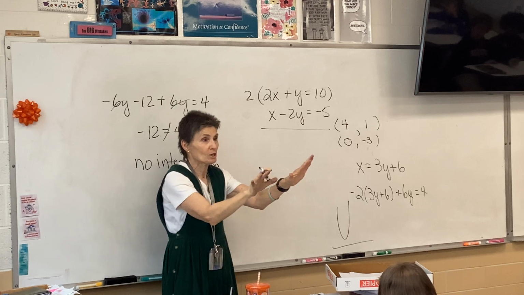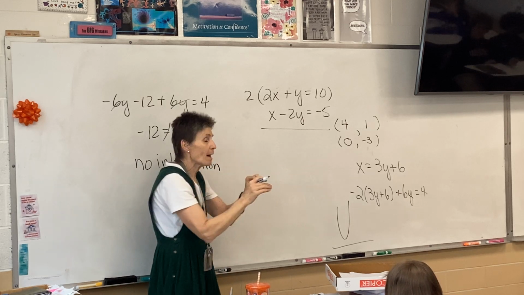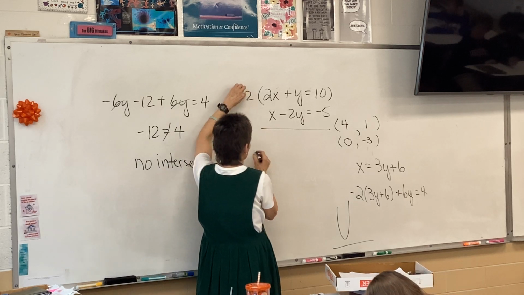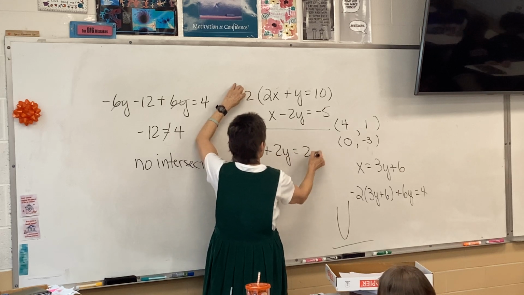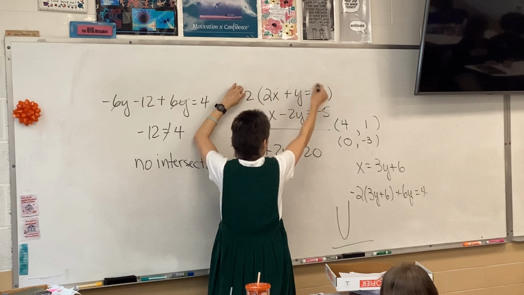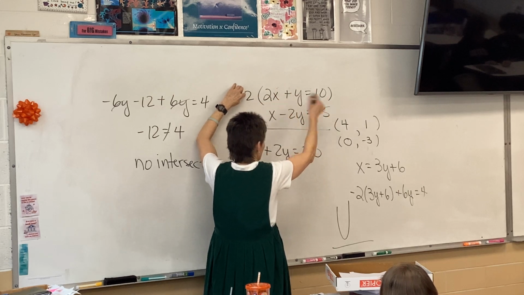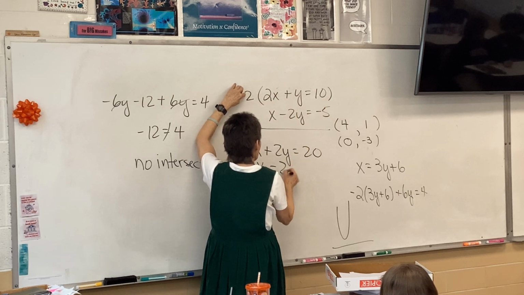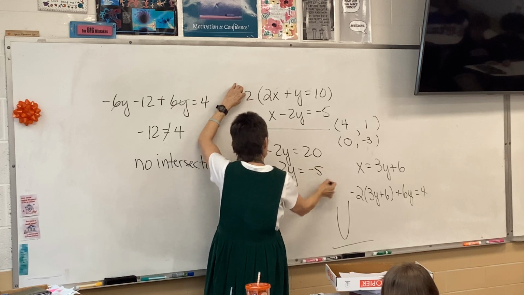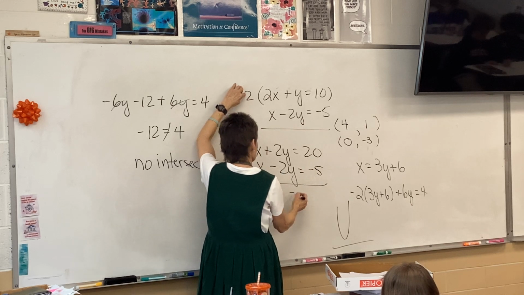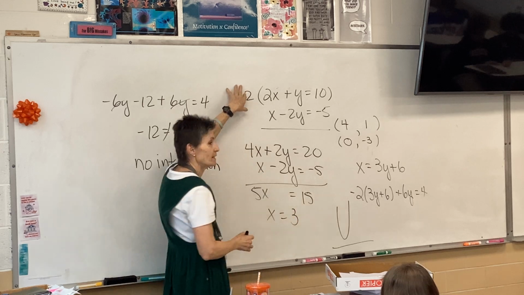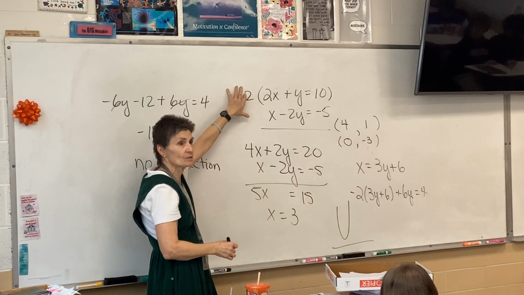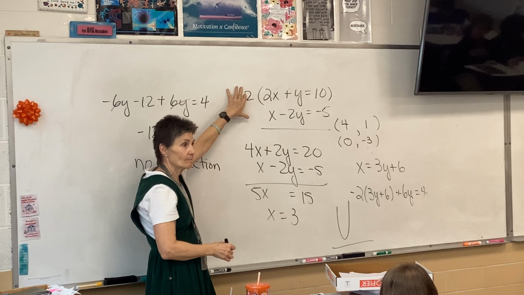Are there other options? Yes. But what happens when I multiply the top row by 2? 4x plus 2y equals 20. Notice everything times 2. Now, when I add my equations, my y's disappear and it looks like x equals 3.